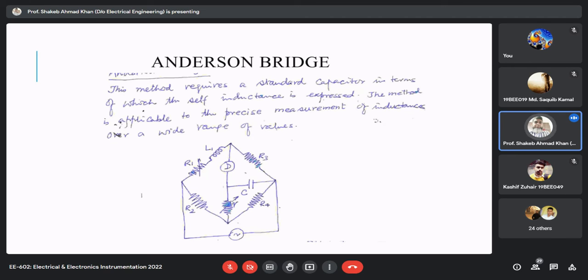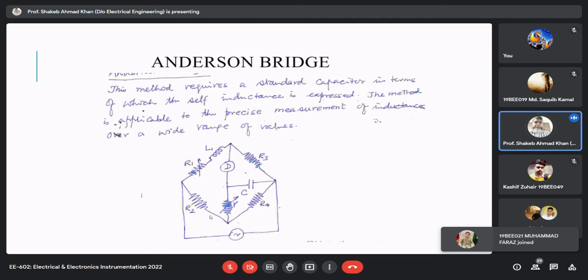It's not as simple as other four arm bridges. It is basically a five arm bridge. This is one more arm, it is considered as one more arm. So it is different from the four arm bridges, but it offers many advantages.